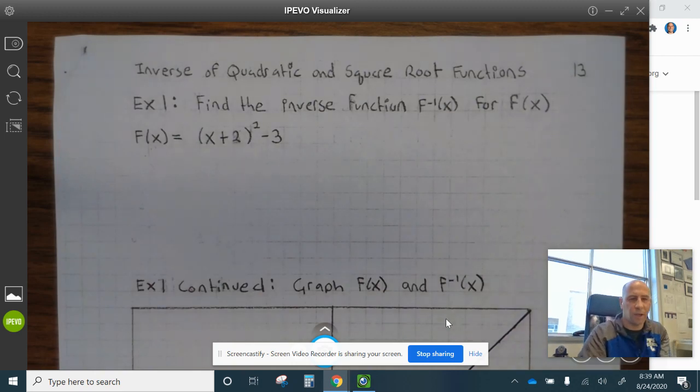Okay, Waka, today we're looking at journal page 13, inverse of quadratic and square root functions. Example 1, find the inverse function f inverse of x for f of x equals (x + 2) squared minus 3.